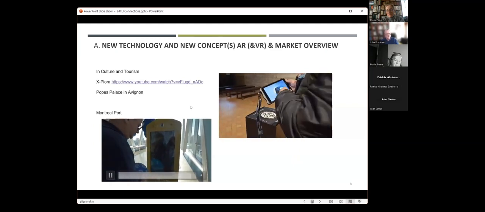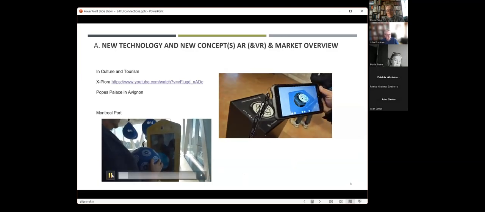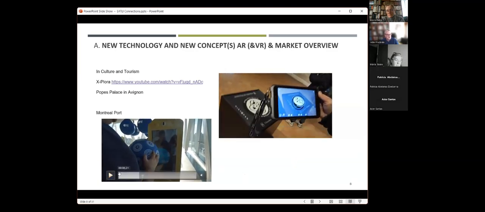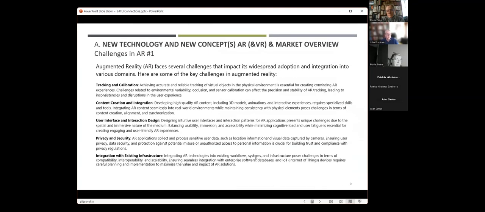Okay, so it's something that people are working on and introducing. There are several challenges that are impacting the widespread adoption and integration. One is tracking and calibration, because to give an accurate experience, we need to have accurate and reliable tracking, and sensors need calibration.